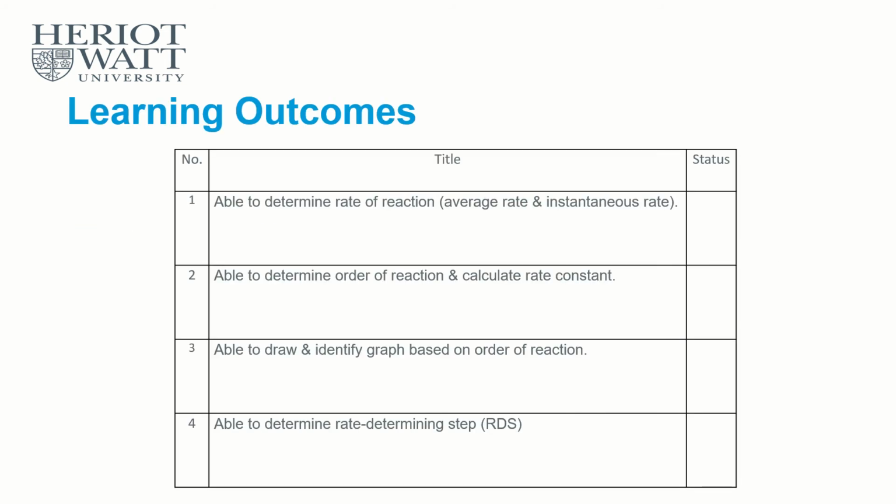Now, these are the learning outcomes. Number 1, must be able to determine the rate of reactions. What are the methods that we can use to determine the rate of reactions? Second one is to be able to determine the order of reaction. That's the main thing in this topic, order of reactions, and to calculate rate constant. Learning outcome number 3, able to draw and identify graphs based on order of reactions, and able to determine the rate determining step, RDS. So these are the main learning outcomes that we need to achieve at the end of this week 3.